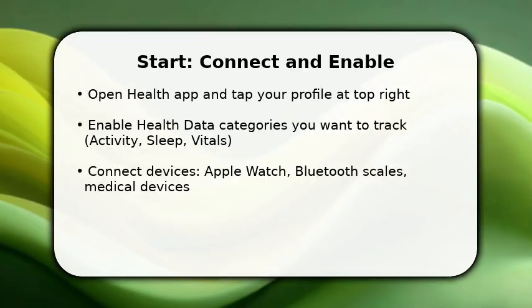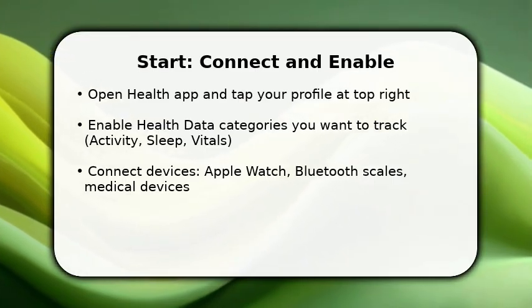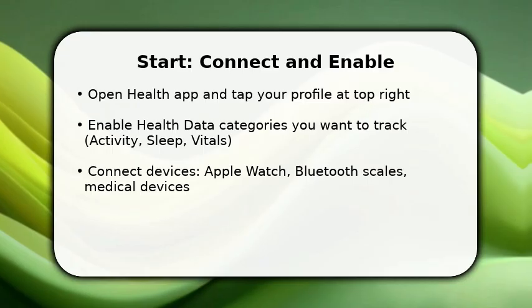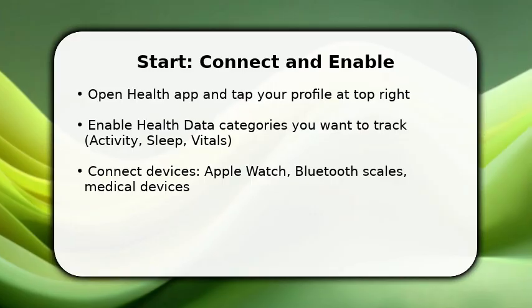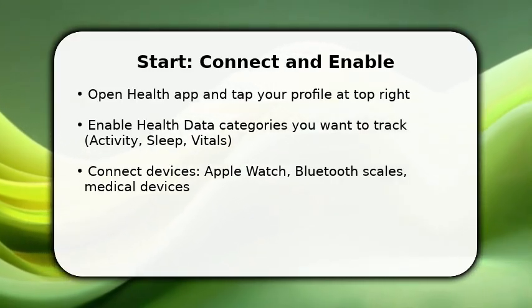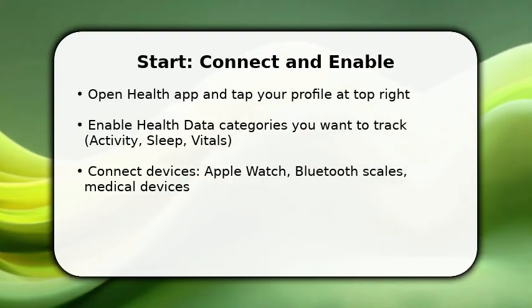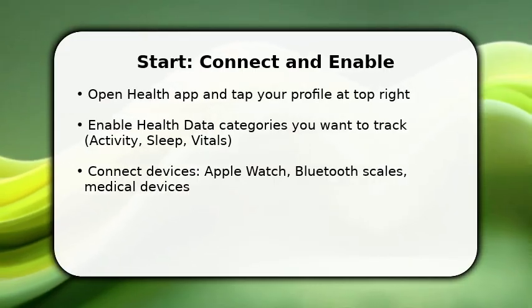You start by opening the Health app and tapping your profile. Once there, make sure your Apple ID is active and your device is unlocked. Enable the specific health data categories you plan to use, activity, sleep, vitals, because the app organizes data by category. Next, pair your Apple Watch or Bluetooth devices in settings and grant permissions when prompted.